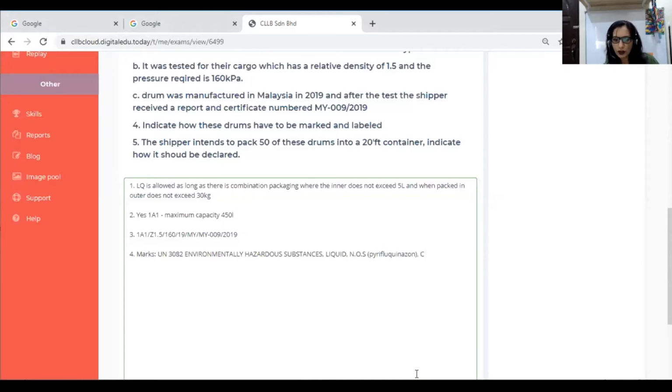So what you want to do, this is just the marks. Then you indicate labels. Labels, you put class 9, and then you indicate marine pollutant. Yeah. And then the 5th question, the shipper intends to pack 50 of these drums into a 20-foot container.